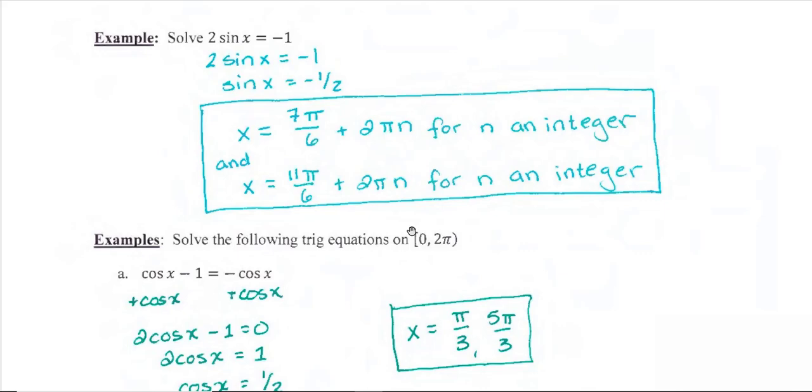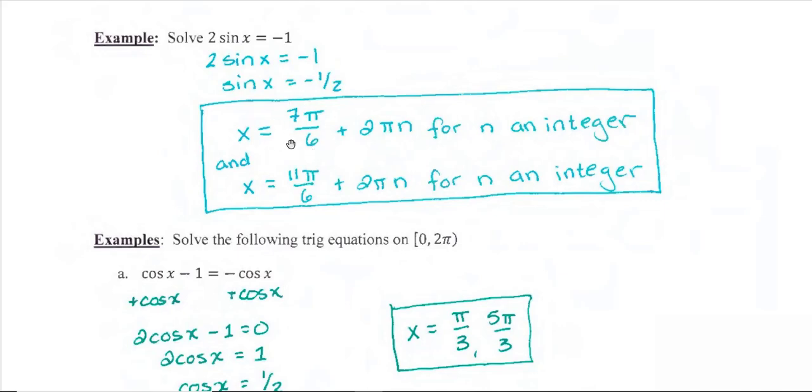So let's look at this first example. 2 sine of x equals negative 1. Let's isolate the trig function, in this case, sine of x. So I'll divide both sides by 2, and I get the sine of x is equal to negative 1/2. So now we can solve for x, and we can say, okay, where is the sine equal to negative 1/2? Well, the sine is negative in quadrant 3 and in quadrant 4. And the angle in quadrant 3, where the sine is equal to negative 1/2, is 7 pi over 6.